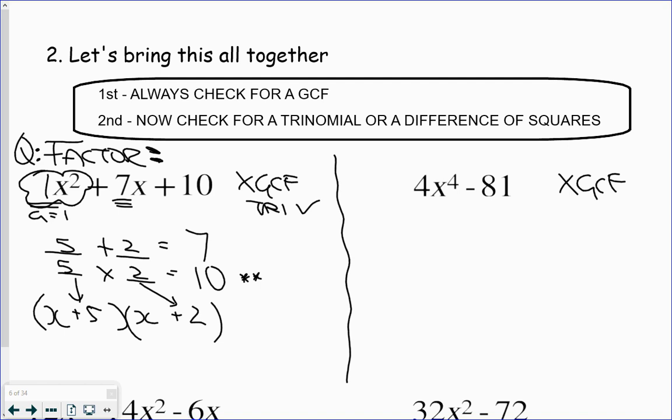Does this look like a trinomial, or does this look like a difference of squares? Which one does it look like? Trinomial has to have 3 terms. Difference of squares has to be 2 perfect squares with a subtract sign in between. Does that match that? Yeah. Okay, what times what is 4? What times what is x to the 4th? What times what is 81? And then what do you do with the signs? Plus, minus. 2 marks.